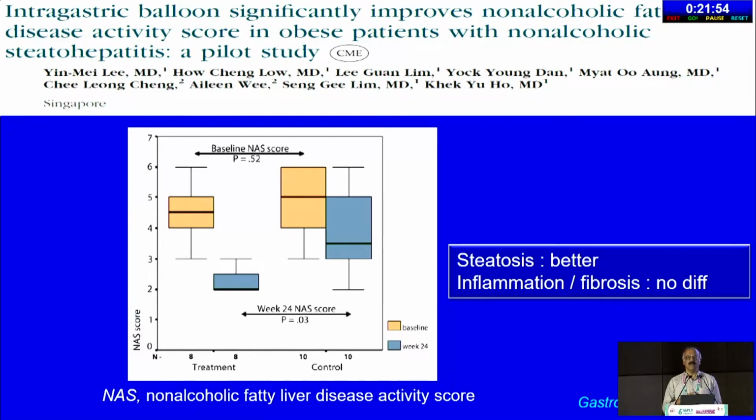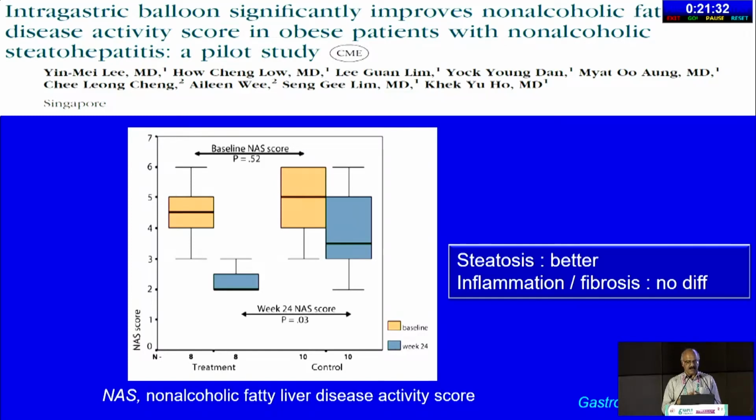The first study came from Singapore. A group randomized patients into those who had an intragastric balloon put in, and those who did not have an intragastric balloon put in. In fact, this study was unique because they did paired liver biopsies before and 6 months after the procedure, to see what happens when a balloon is put in.